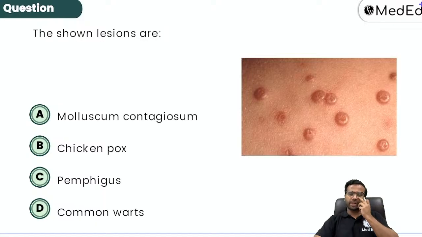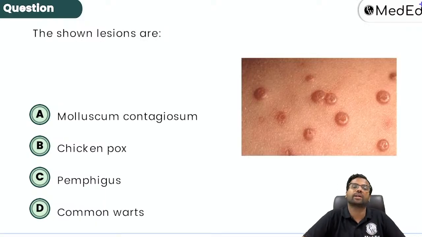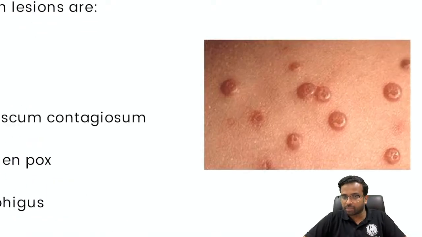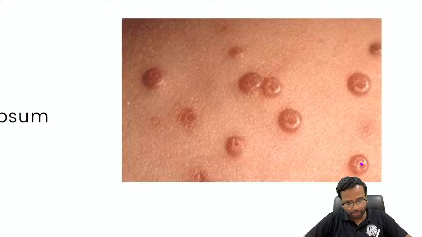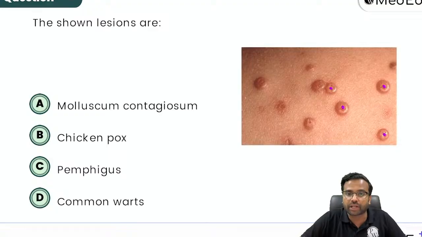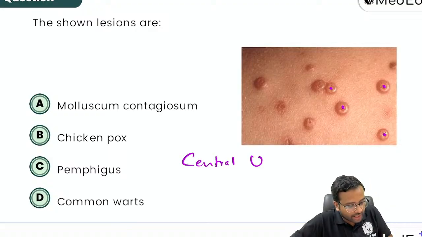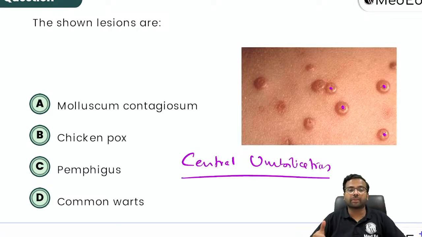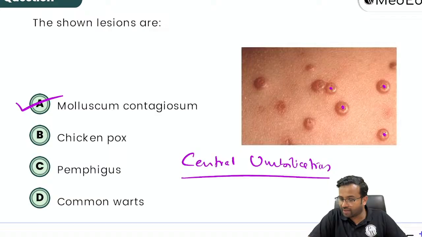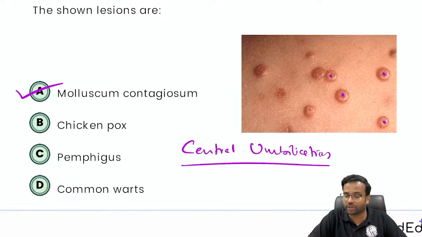Moving to the next question, the shown lesions are. Here there is an image-based question. It should be a spot diagnosis, right? You can see that the patient has multiple papules, but there is a typical finding here because every papule has a depression in the center. This central umbilication should raise suspicion of molluscum, chickenpox, pemphigus, common warts. What is it? Yes, it should be molluscum contagiosum. And the scavenger says Henderson-Patterson bodies. Very good.